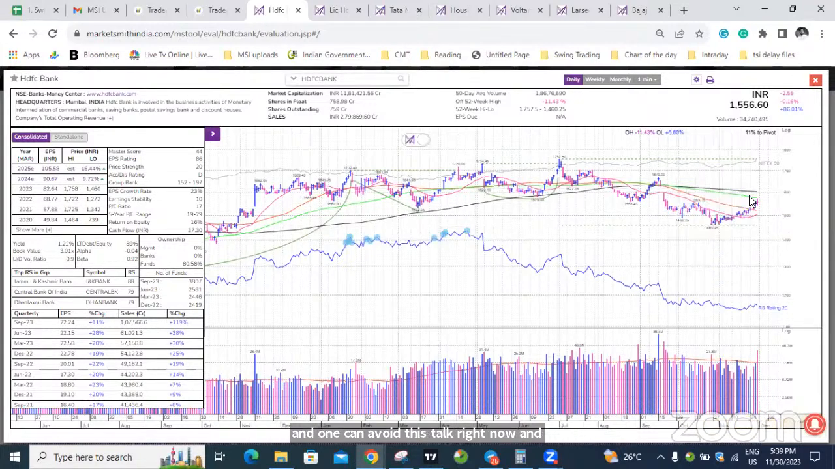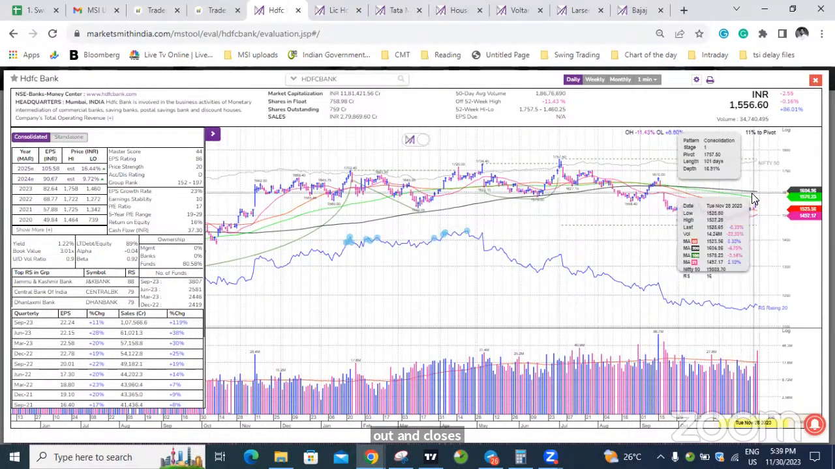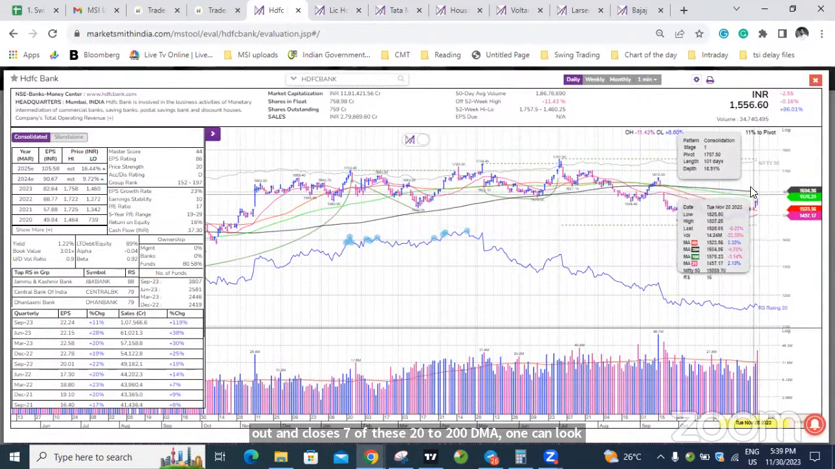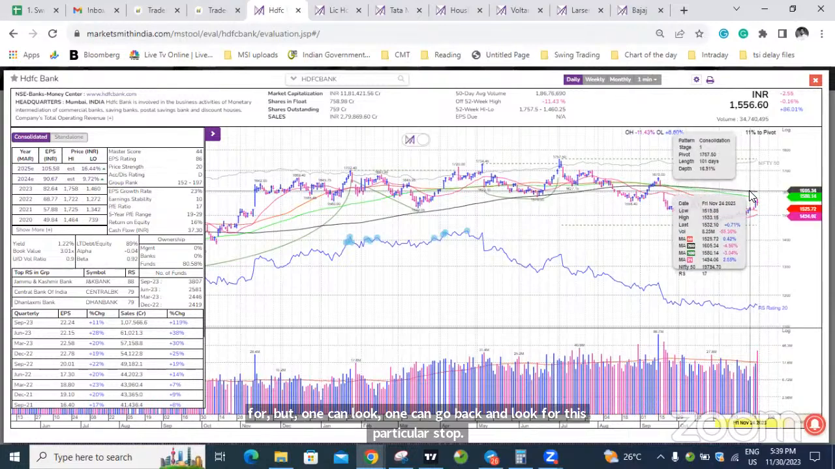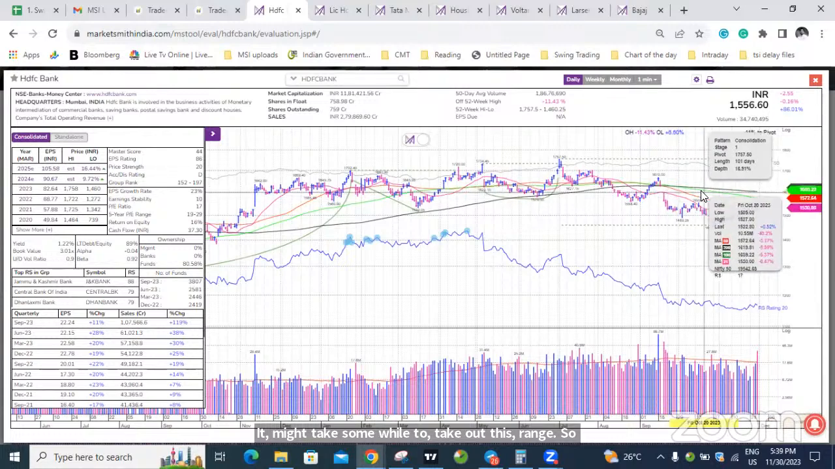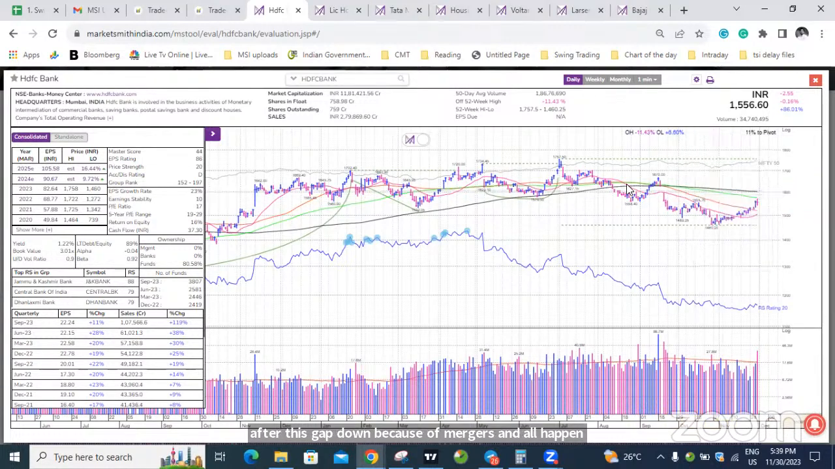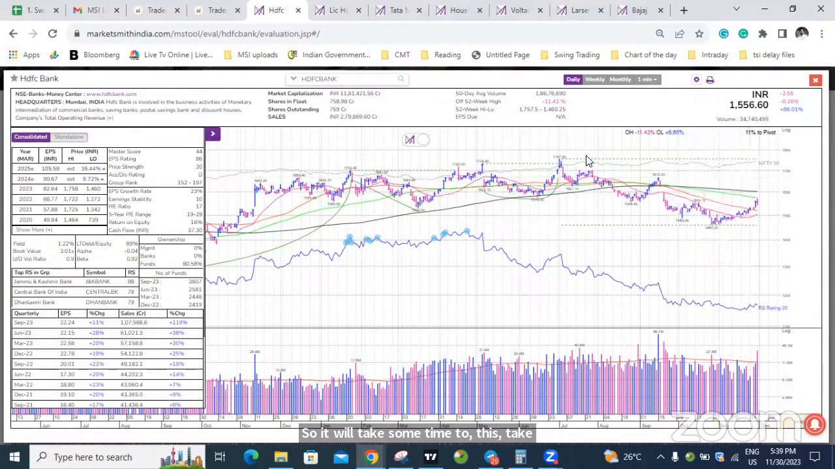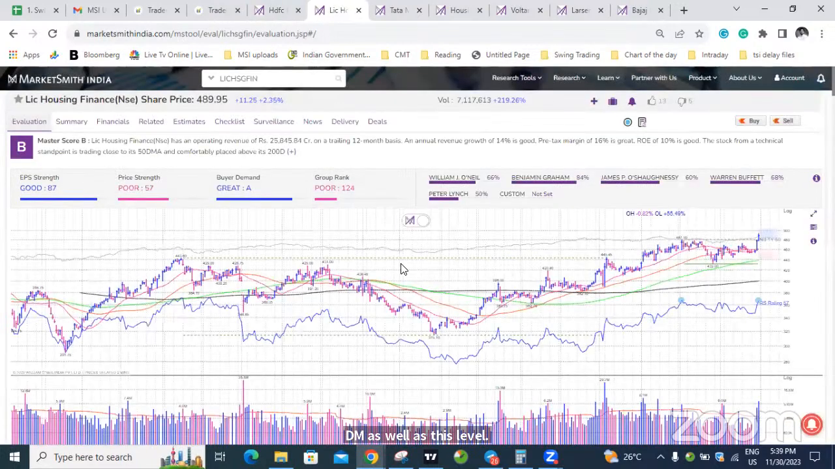And once it comes out and closes above this 200 DMA, one can go back and look for this particular stock. It might take a while to take out this range, after that gap down because of the mergers and all. So it will take some time to take out that 200 DMA as well as this level, and one can avoid it till then. And the next one is LIC Housing.